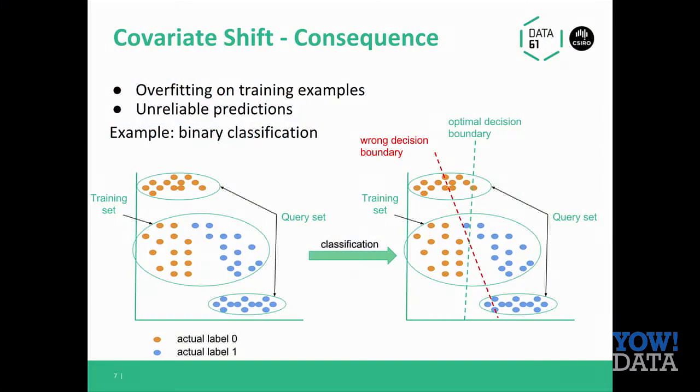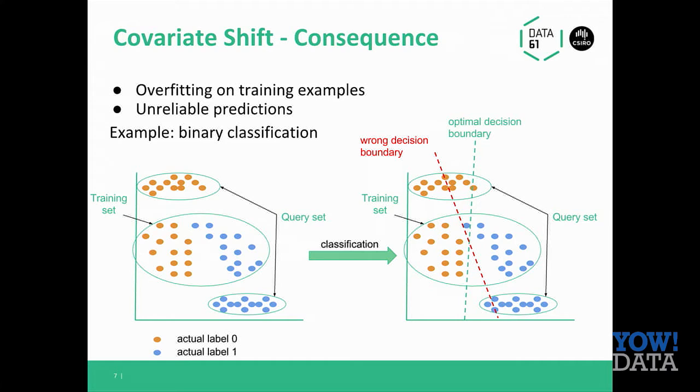So there are 2 major consequences the covariate shift would have. First, the model you trained might overfit on the training examples, and the predictions on the query set might be unreliable. Say we have this binary problem. On the left-hand side, we have this ground truth, where the orange points are the dataset with label 0, and the blue points are the dataset with label 1.